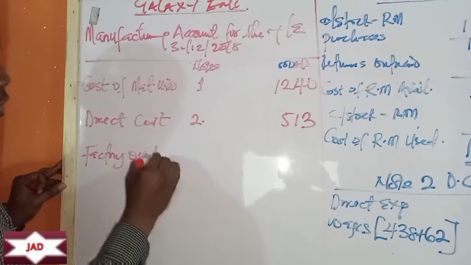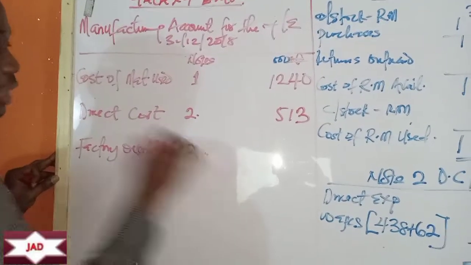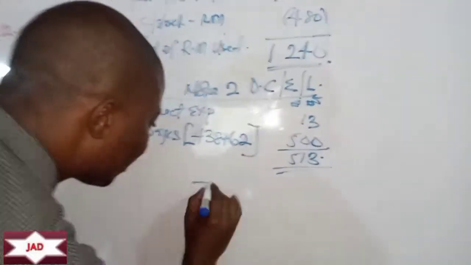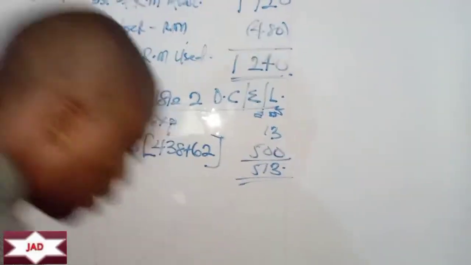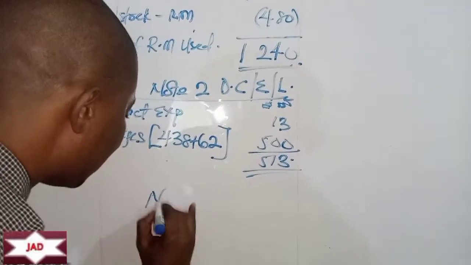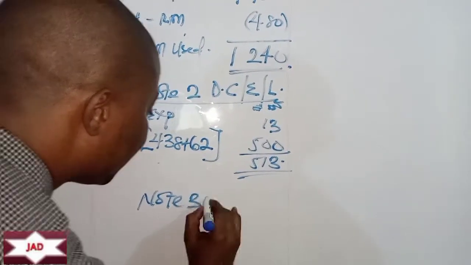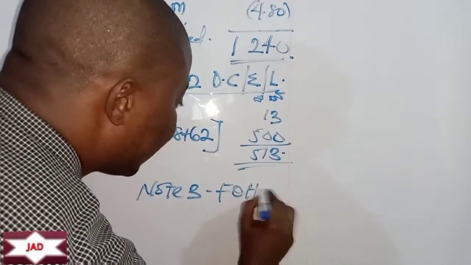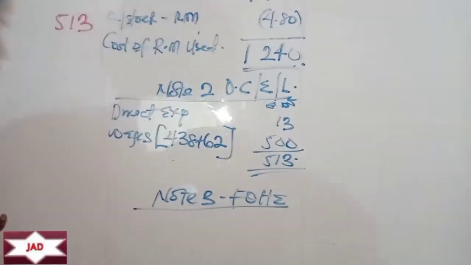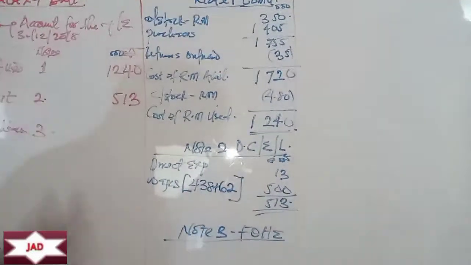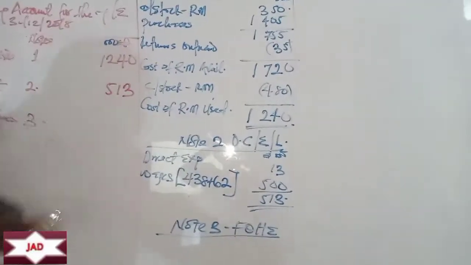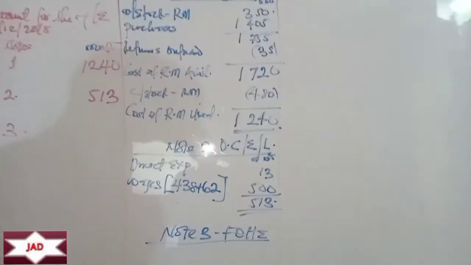Factory overhead. Let's call that note 3. So what do we say? Let's call it note 3, factory overhead expenses. What are the factory overheads there? What are the costs incurred in keeping the factory that has been used to manufacture?